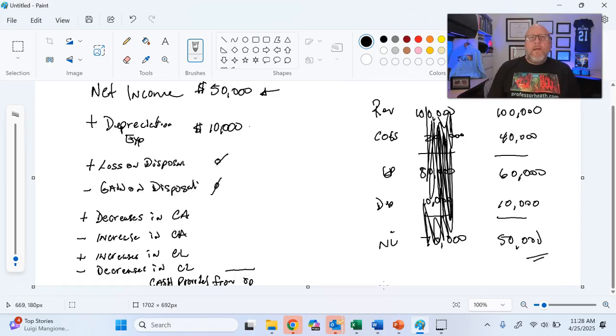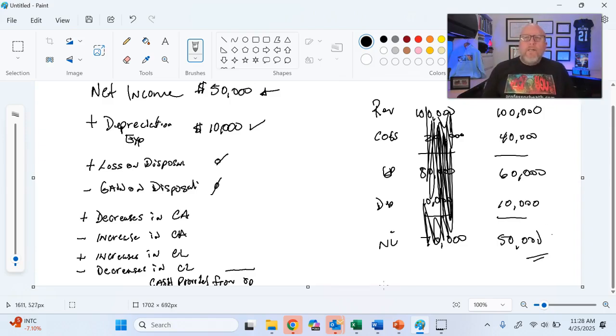Okay, so $50,000 is my net income. What I'm trying to do is figure out how much cash I generated from this $50,000 in net income. So using the indirect method, I'm going to start with my net income. And then the first step, I'm going to add depreciation. Depreciation is a non-cash expense. Remember, we're not spending $10,000 to pay for depreciation. We've already purchased the asset and we're just recognizing the asset's decline in value in this period. And that is a non-cash transaction.